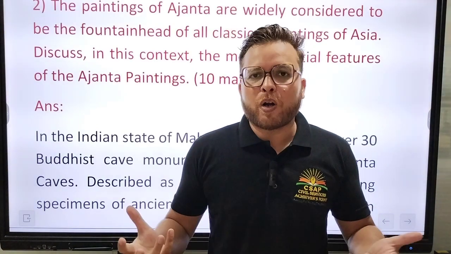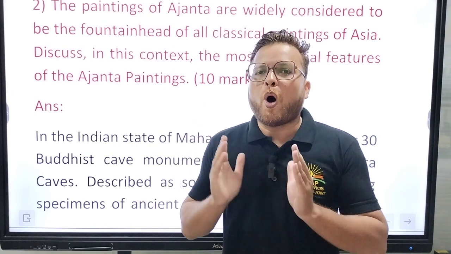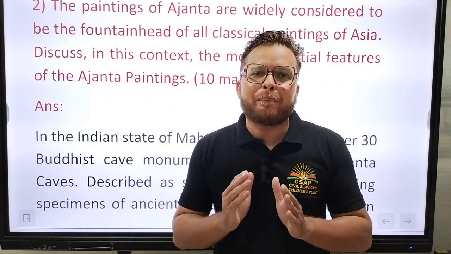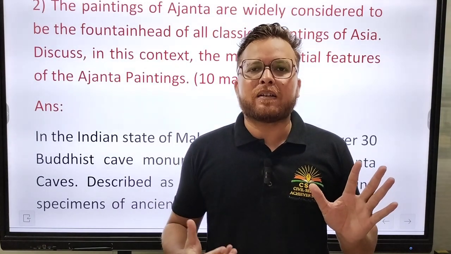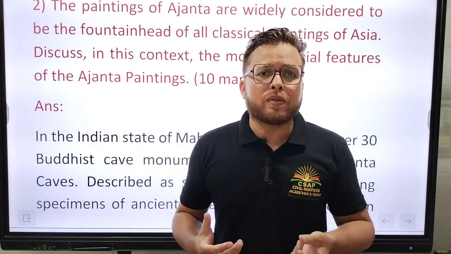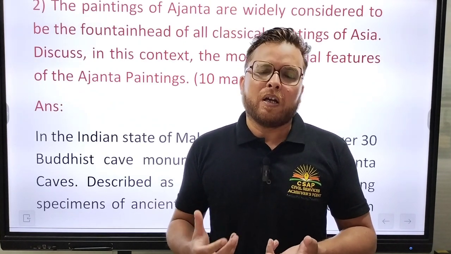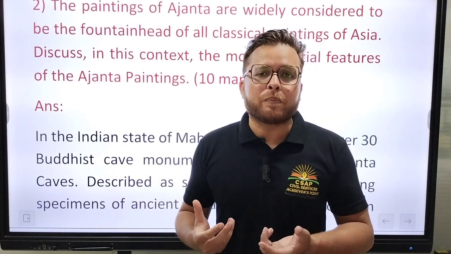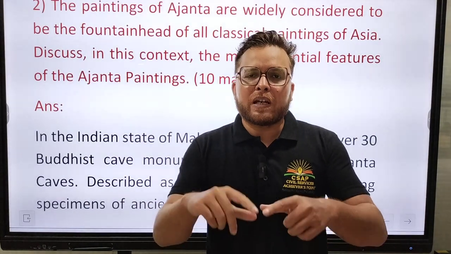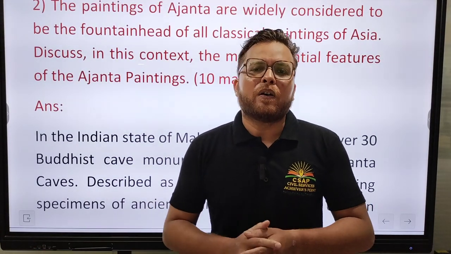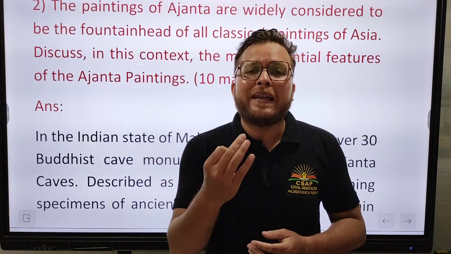For example, let's talk about the colors. All the colors used in the Ajanta paintings were natural colors, not artificial colors. For example, the painters used to collect the black color from soot. They used to collect the green color from various plants, because they were surrounded by bushes, plants, trees, forests. They used to collect the blue color from lapis lazuli.